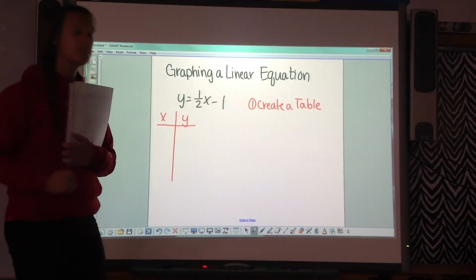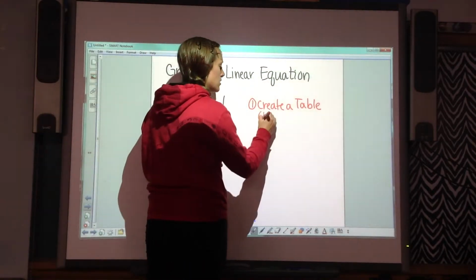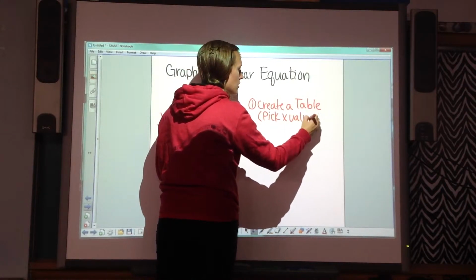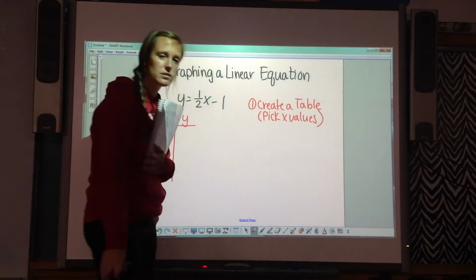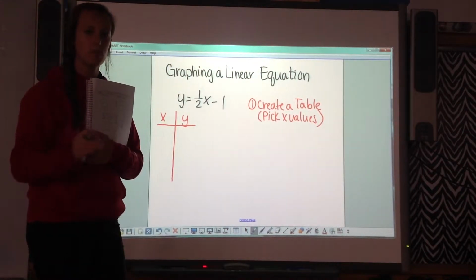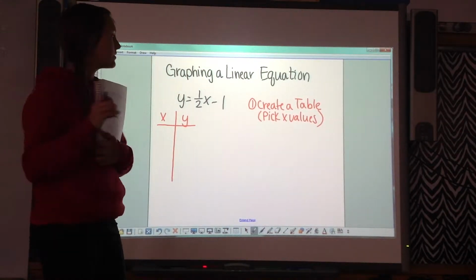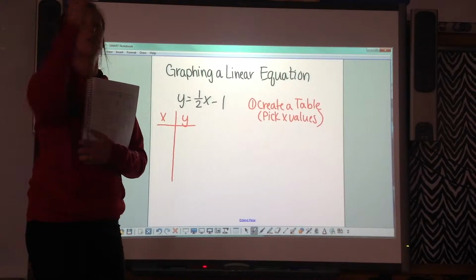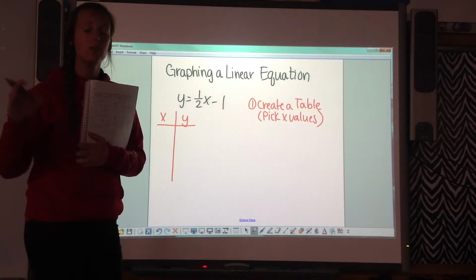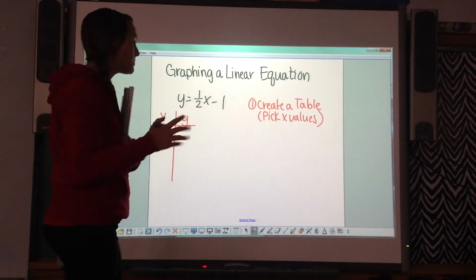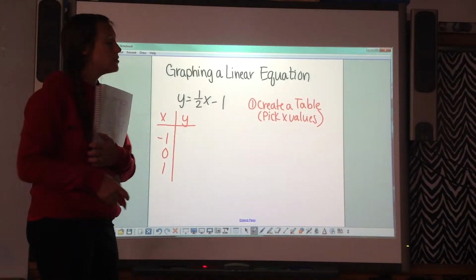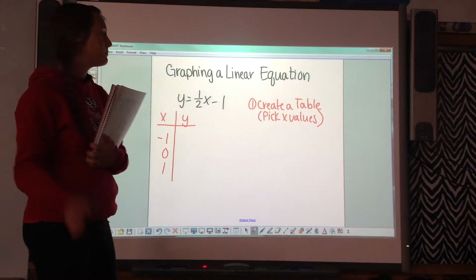You have to pick the x values. You have to pick the inputs. I want you to pick at least 3. More is better, but the smallest amount you can have is 3. When you're picking x values, choose easy numbers. If you pick a number like 20, when you actually graph it, your graph is going to be huge. So I'm going to pick small numbers like -1, 0, and 1. You could even do 0, 1, 2, whatever you want.